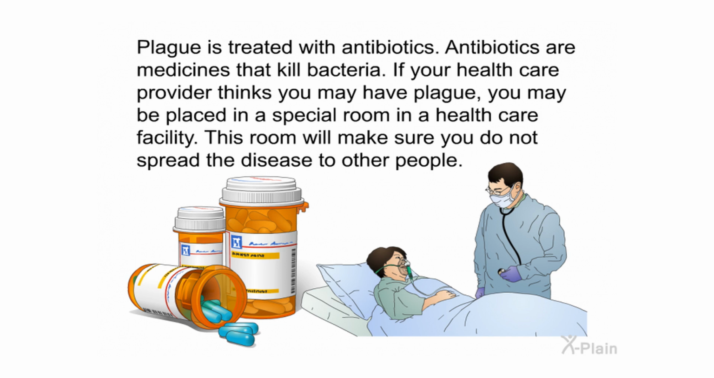Plague is treated with antibiotics. Antibiotics are medicines that kill bacteria. If your healthcare provider thinks you may have plague, you may be placed in a special room in a healthcare facility. This room will make sure you do not spread the disease to other people.